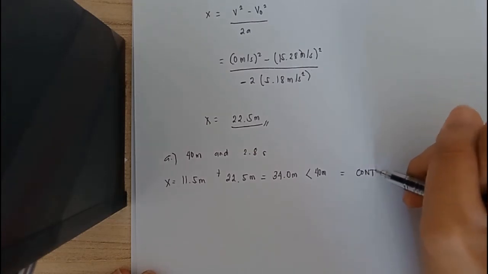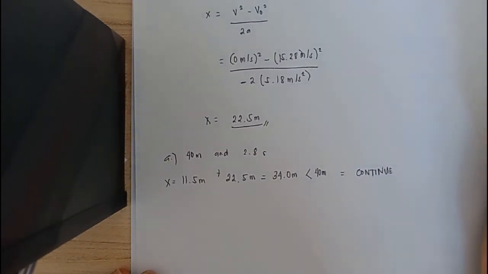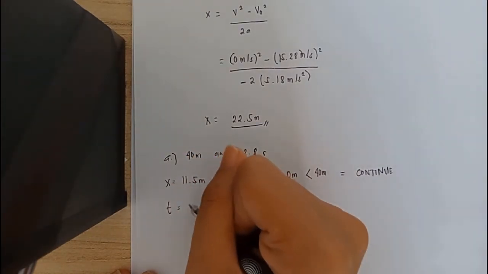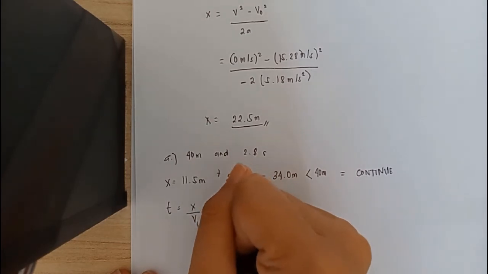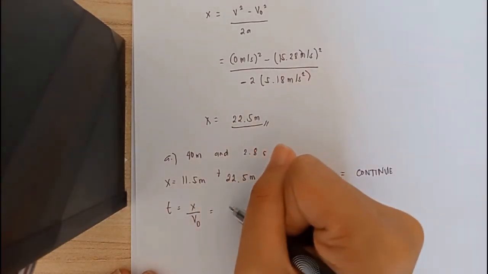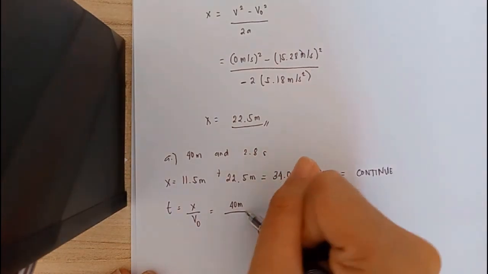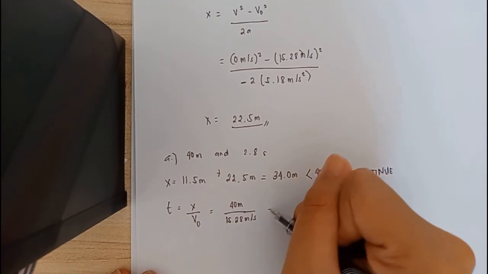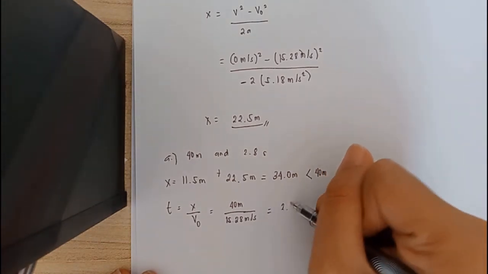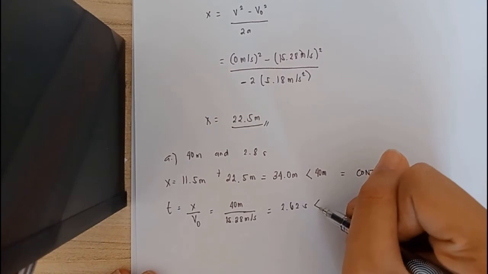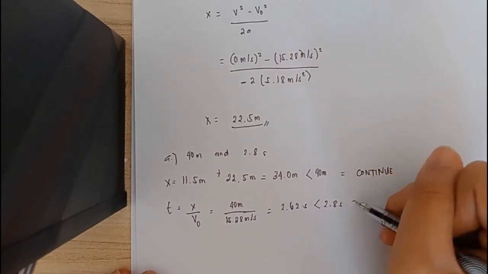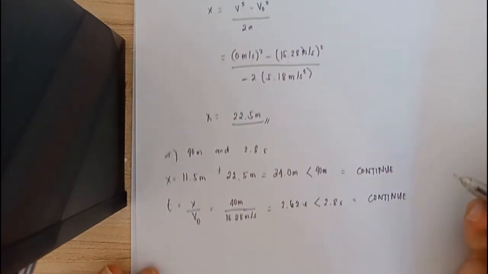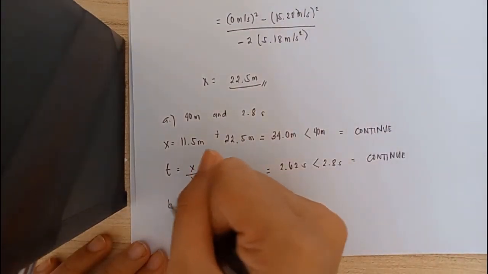Is it less than 40? If yes, we will continue. So solve for the time. Derive the formula s is equal to d over t. That will be the distance over the speed. So the distance is 40 meters. Our speed is 15.28 meters per second. So our time here would be 2.62 seconds, less than 2.8 seconds, which is true. So we will continue. Letter B.